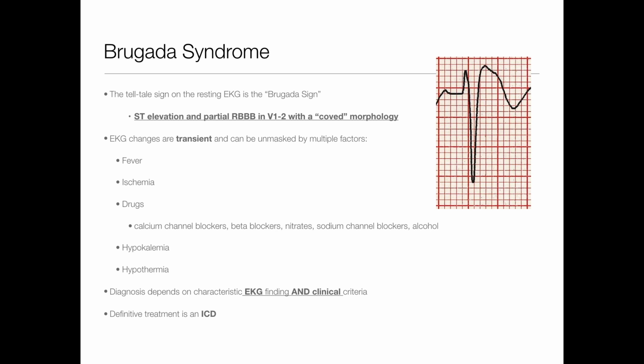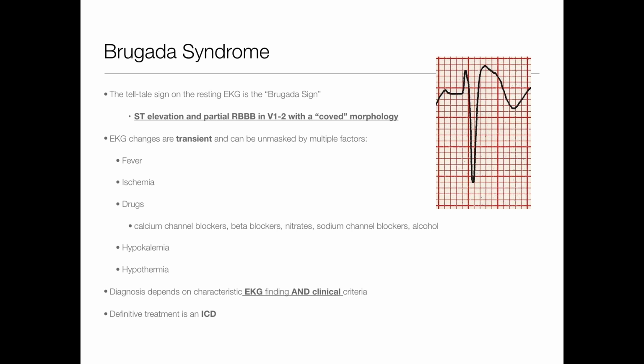So look at it closely. If you remember when we talked about right bundle branch block, we talked about an RSR prime. And you can see that this has the RS with the R prime kind of being part of that elevated ST segment. So ST elevation and partial right bundle branch block in V1 and V2 with a coved ST morphology.